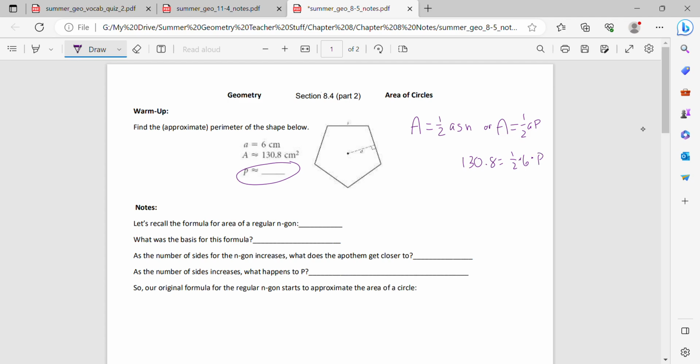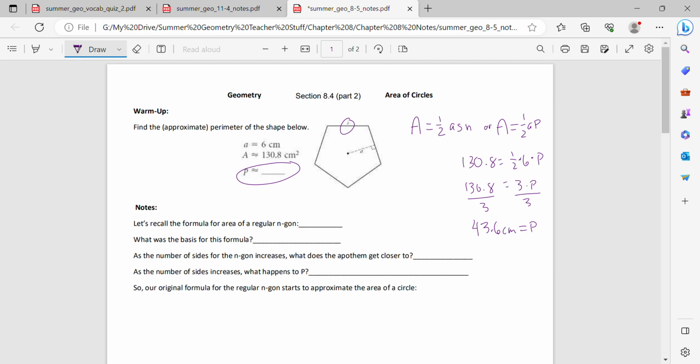I'm going to go ahead and simplify. 1/2 of 6 is 3. And then I'm going to divide by 3. And my perimeter is roughly 43.6 centimeters. Alternatively, you could solve for S, which is the side length, and just multiply by 5.